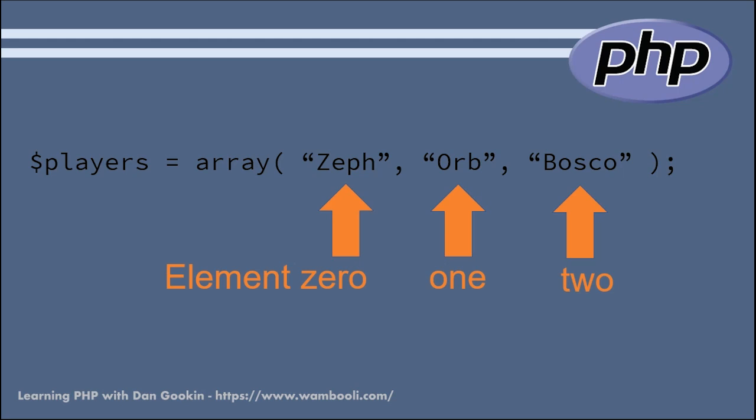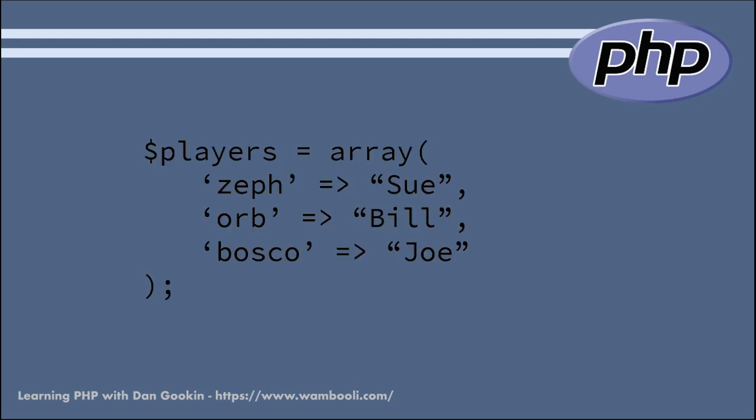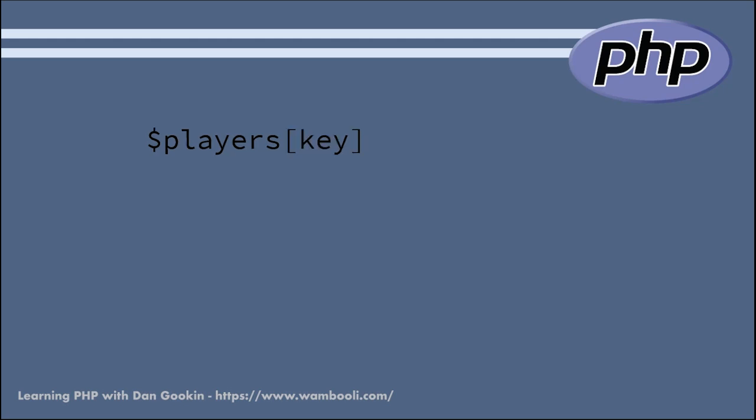Here's such an array, the names of players in a game. An associative array uses strings as keys. Here is an associative array showing player names with their real names. In a way, an indexed array is merely an associative array where the key values are sequential numbers and not names. To reference an element in your code, use this format.